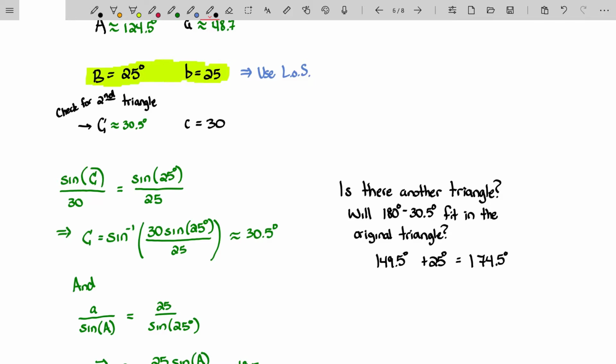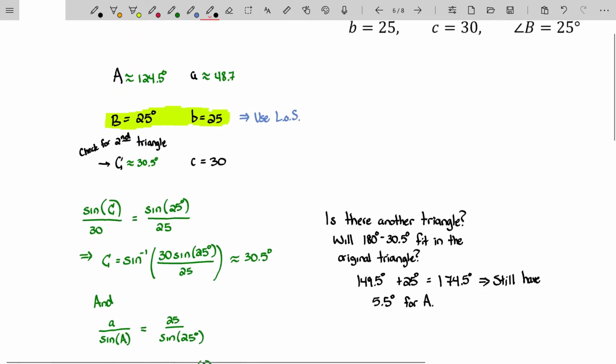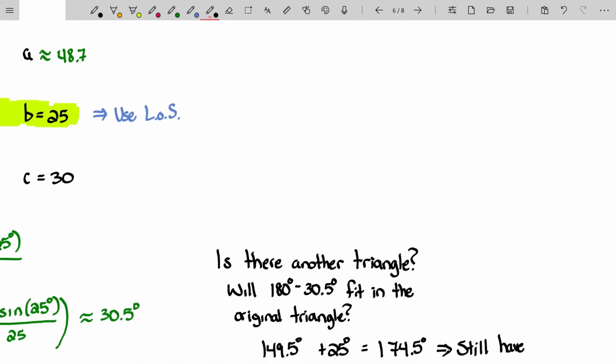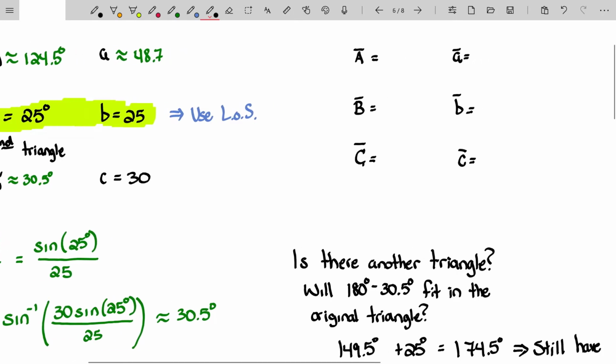174.5, which implies we still have 5.5 degrees to give for angle A. So that means that we do have a second triangle. The way that I draw out a table for a second triangle is I write down all those letters, but with bars over them, just like that. And then I fill in the given information, still using that black ink.